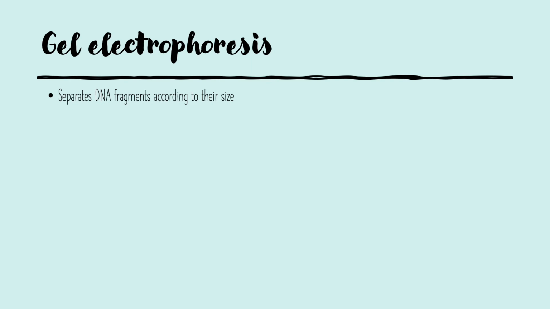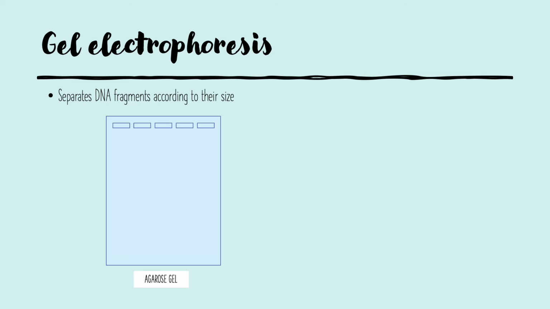For this, we use a technique called gel electrophoresis. This method separates DNA fragments according to their size to give a unique barcode for each individual. Let's take a look at how it's done. Here, we have a slab of jelly, or agarose gel, which DNA can move through. And at one end, we have a couple of small wells which we can load our DNA samples into.